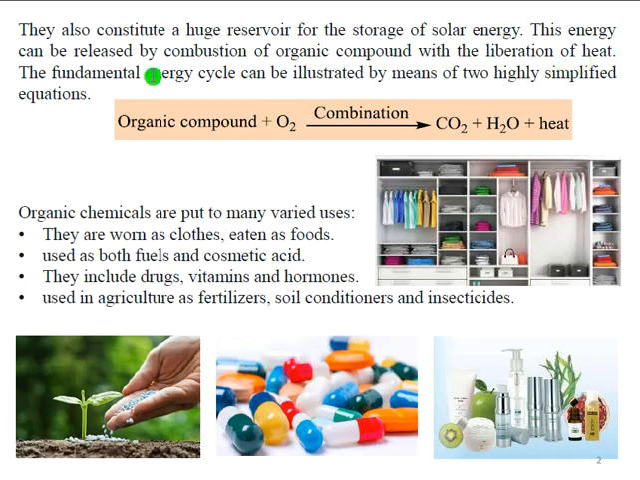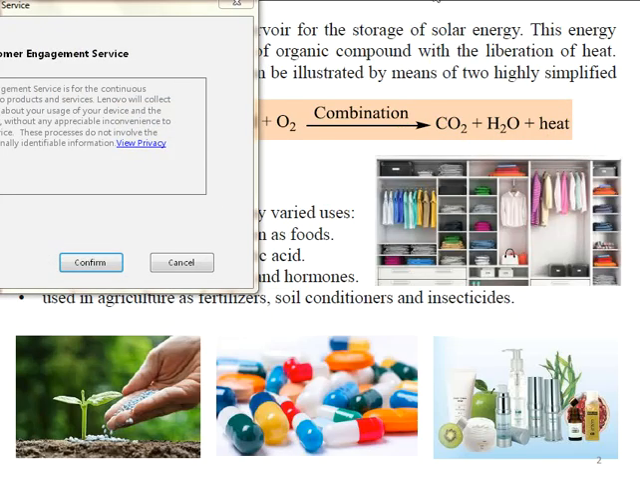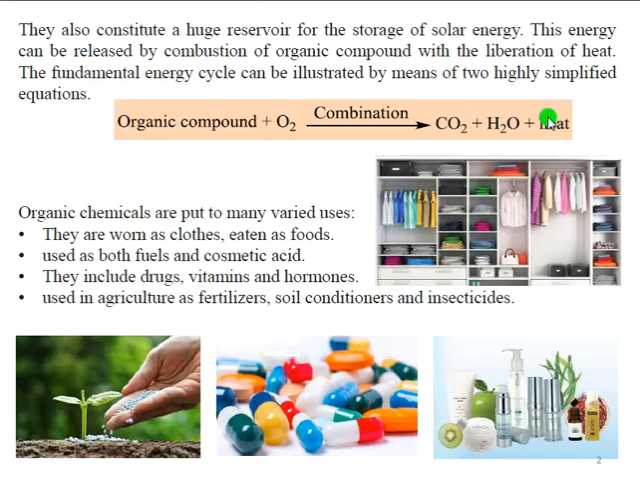The fundamental energy cycle can be illustrated by means of two highly simplified equations. Here we have the organic compound plus O2, oxygen, by combustion gives you what? CO2, H2O, and heat. This heat will be converted to other energy, and the CO2 and the H2O will go again to the plant by photosynthesis and the sunlight.